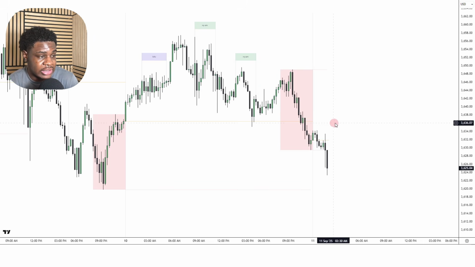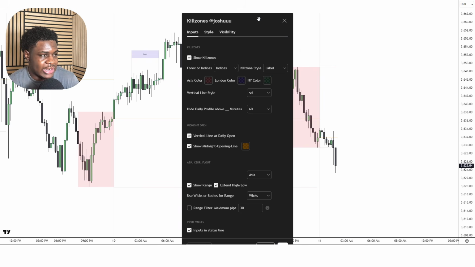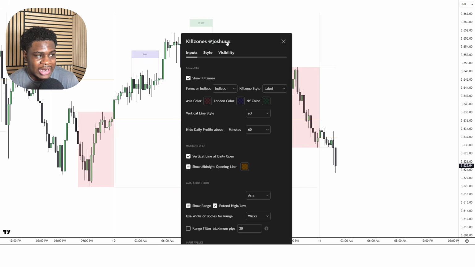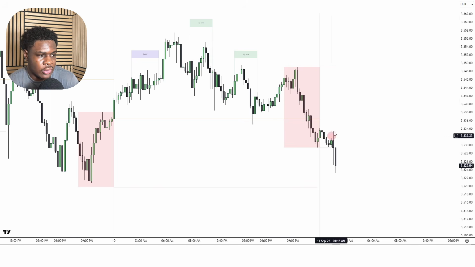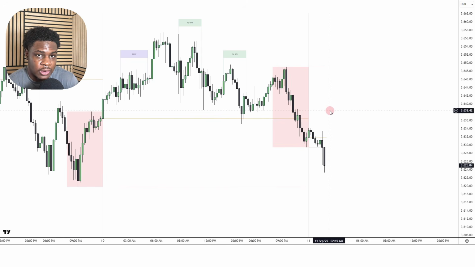Currently, we're in the London session. If you want the specific indicator that I'm using, it's called Kill Zones by @Joshu. It simply marks out all the different sessions. So breaking this chart down, I want to make it very simple and easy to understand.